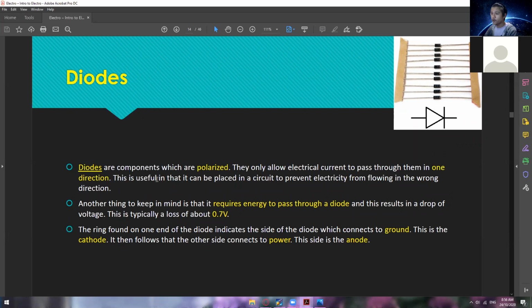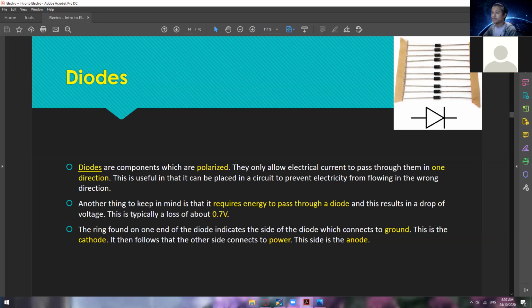This is useful in that it can be placed in a circuit to prevent electricity from flowing in the wrong direction. Actually, the main purpose of this one is to have an accurate connection. Say you've accidentally put the power the other way around instead of the ground, it will not short circuit. In other words, it will not allow the current to pass through.